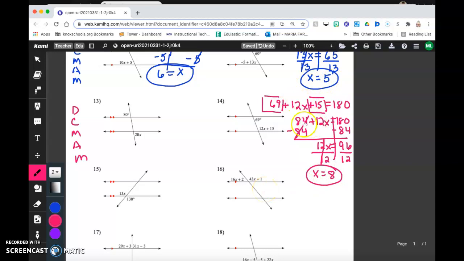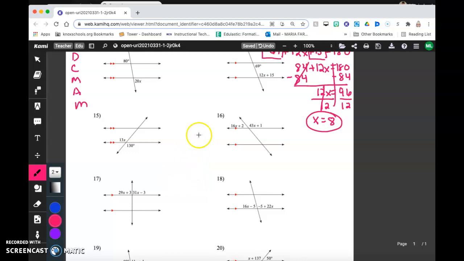Again, that's how you're setting up a problem that is supplementary to each other, okay? Supplementary, the angles equal 180 degrees. So let's look at one more. This time I'm going to skip down to number 17.